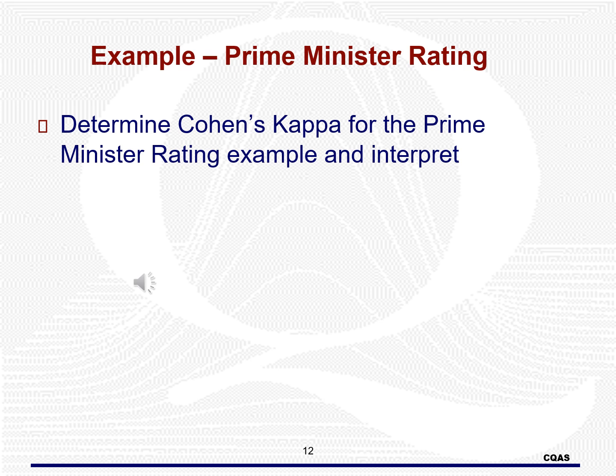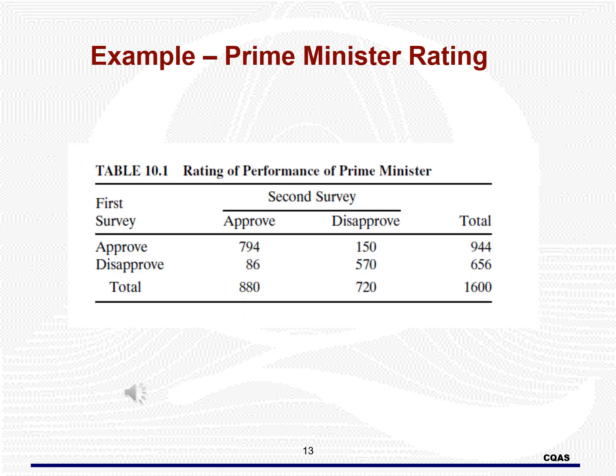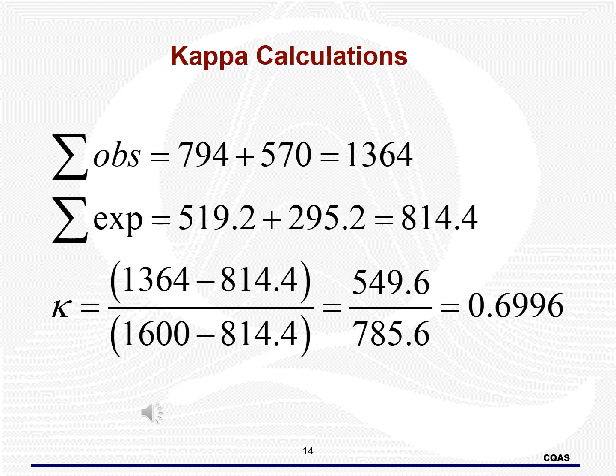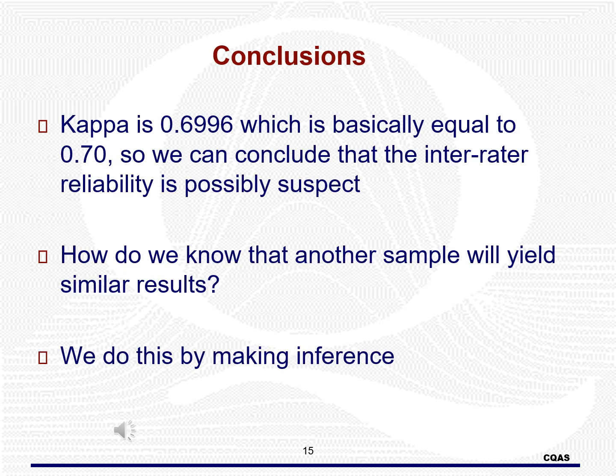Let's determine Cohen's kappa for the British poll example. Again, here is the table of results with column, row, and overall total counts. The calculations are in the slide. Notice that the observed counts are much larger than the expected counts. The value for kappa in this case is 0.6996. Based on the results here, we are on the threshold.